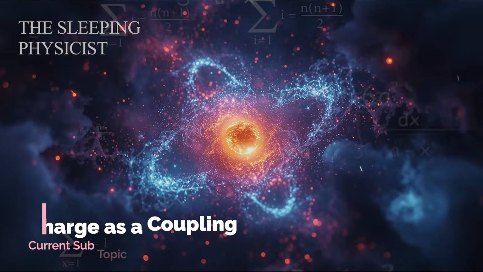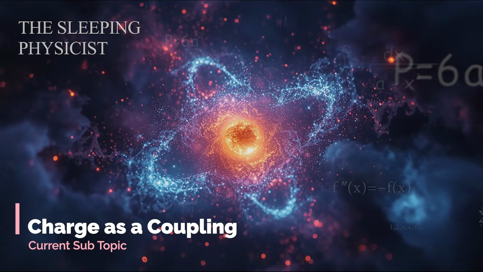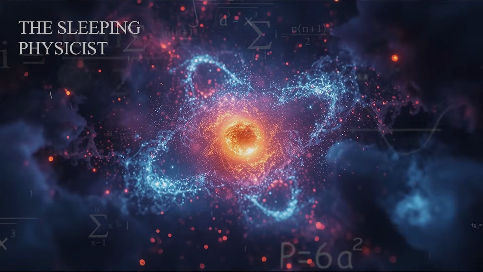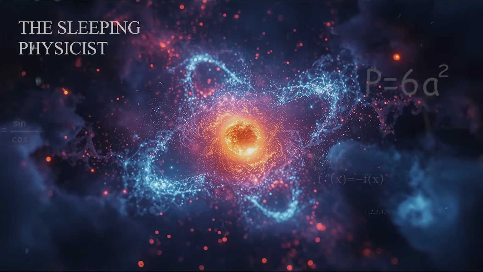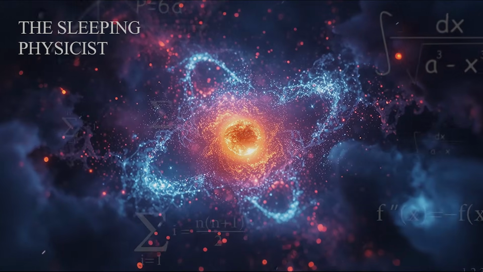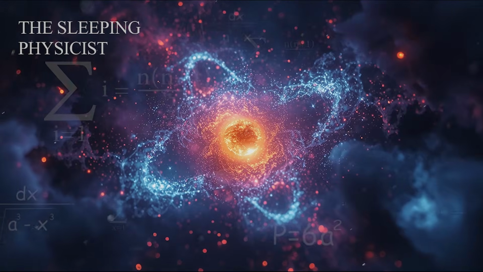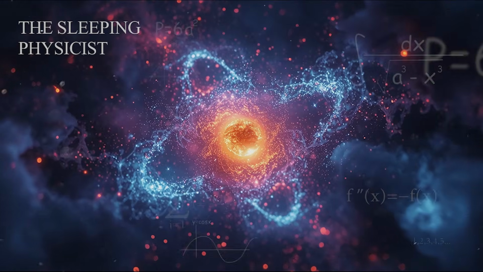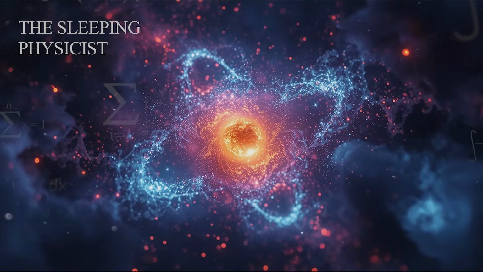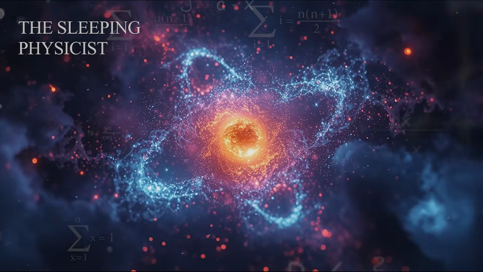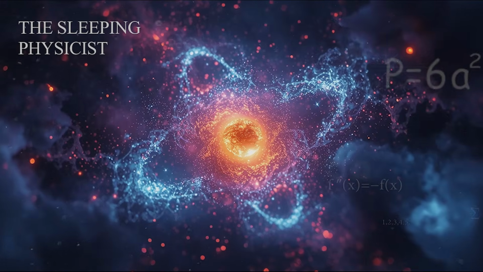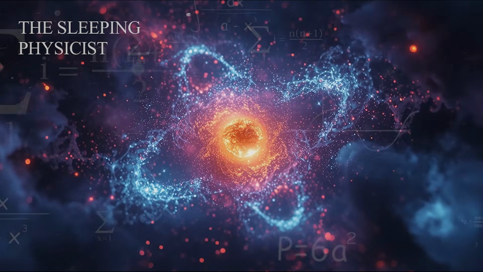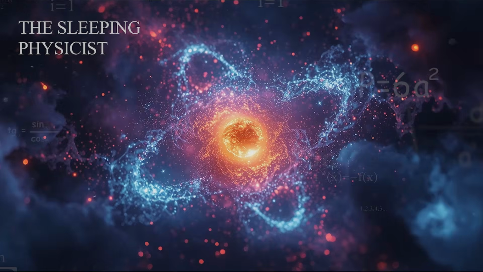Once fields take center stage, charge reveals its true role. It is not a substance inside a particle. It is not an object attached to it. Charge is the measure of how a particle's field is allowed to connect to the electromagnetic field that fills all of space. In quantum physics, this connection is called a coupling. The word sounds technical, but the idea is simple. A coupling tells us whether two fields can influence one another and how strongly they do so. If a particle has electric charge, its field is coupled to the electromagnetic field. If it has no charge, that coupling is absent.